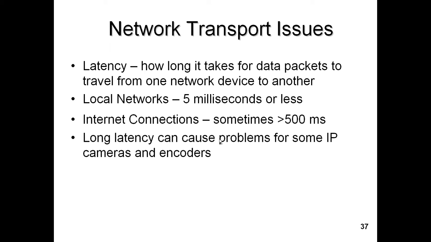Long latency can cause problems for some of our IP cameras and encoders, particularly if they're transmitting in JPEG or motion JPEG, where they're transmitting in TCP and we're looking for receipts. If the receipts don't come back fast enough, the transmitting camera or video encoder might just break the communication. They'll say, this isn't working, I'm not getting responses fast enough. So that's what latency is about.